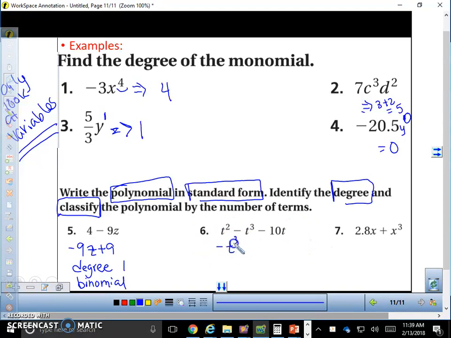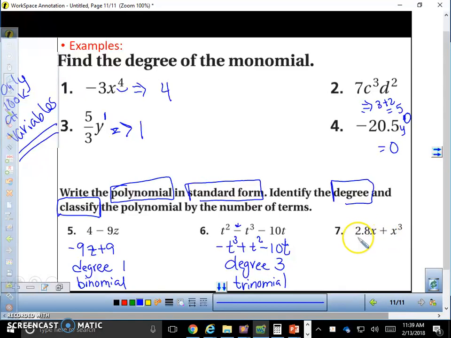Let's rewrite 6 in standard form in decreasing exponent. Negative t cubed. Remember, this is negative. Plus t squared, decreasing, minus 10t. Decreasing exponents. Awesome. Now, how many degrees? This is a polynomial, so we take the highest degree. The highest degree is 3. Not the same as the ones above, monomials. All right, and how many terms are there? 1, 2, 3 terms. This is a trinomial.